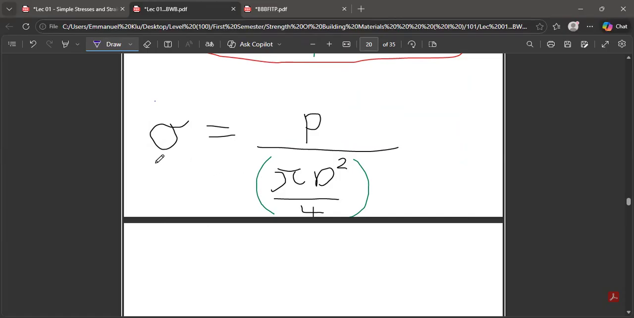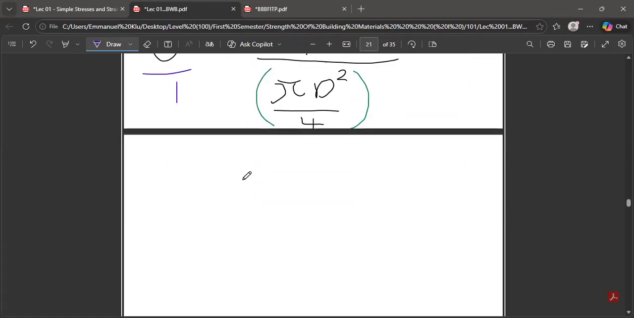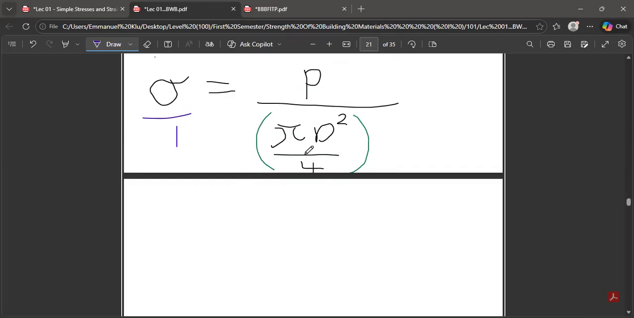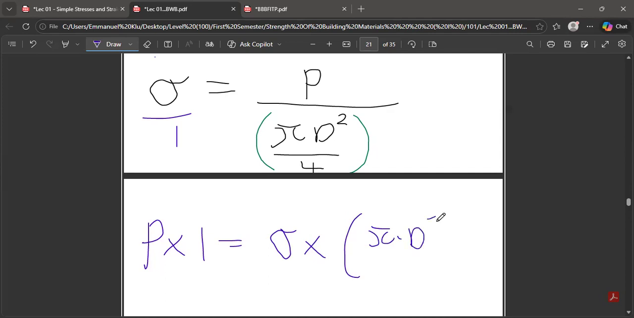So let's quickly solve this. I told you that anytime you say this is divided by 1, in some cases we may write it, in some cases we may not. If you do the cross multiplication, you are going to get what? P times 1. So this is P multiplying 1 is equal to what? Your stress times pi times the diameter squared over 4.